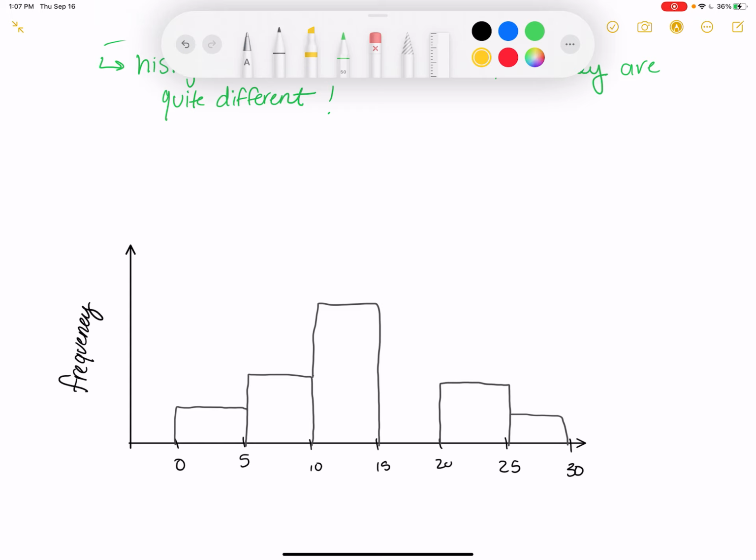Wait, why is there a gap? Because it's a gap. Is there a reason for it? Yeah, there is. Okay. I don't like it. I know.